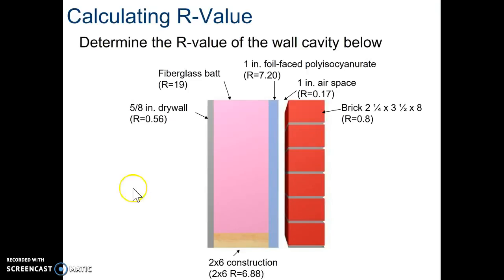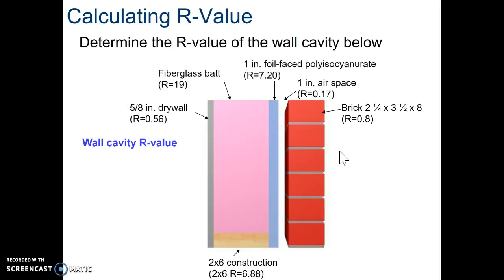We have brick on the outside. There's an inch of airspace. We have foil-faced polyisocyanurate, fancy plastic insulation there, fiberglass batting, which is another type of insulation, and then finally 5/8-inch drywall on the inside. All these different things have different R values because they each individually resist heat different amounts.